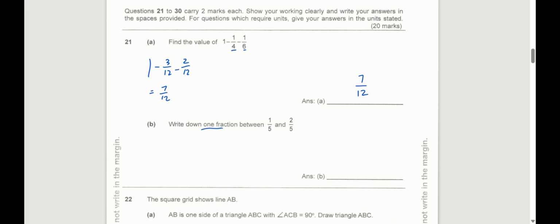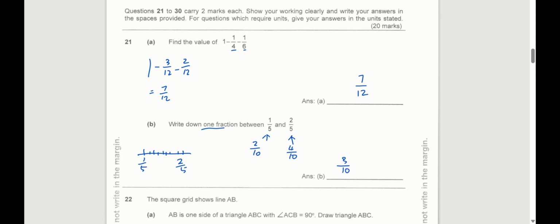Write one fraction that's between 1/5 and 2/5. So if you look at it this manner, we have 1/5 and 2/5. We are looking for smaller parts between them. So that means I will attempt to find equivalent fractions for 1/5. It can be 2/10, and for 2/5 it can become 4/10. So because of that, I'll be able to write 3/10, that's in between 2/10 and 4/10.